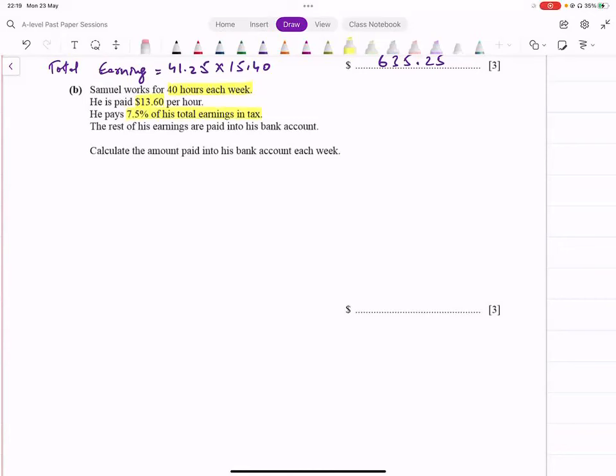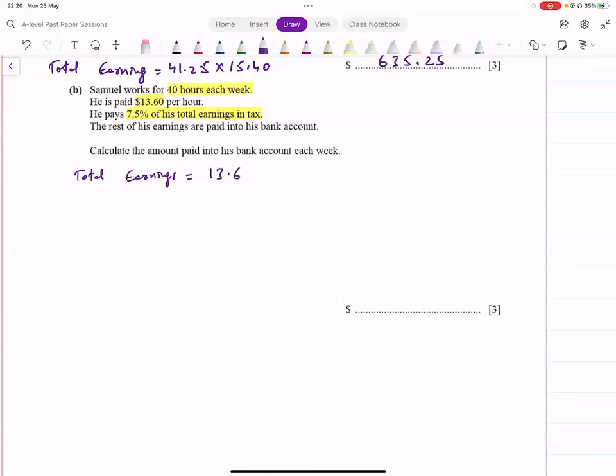The rest of his earnings are paid into his bank account. Calculate the amount paid into his bank account each week. अच्छा, सबसे पहले तो हम total earning उसके calculate कर लेते हैं. We know he is working 40 hours every week और $13.6 उसको मिल रहा है per hour. तो total earning कितनी होगी? Let's evaluate that first.